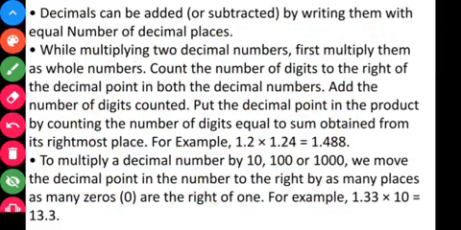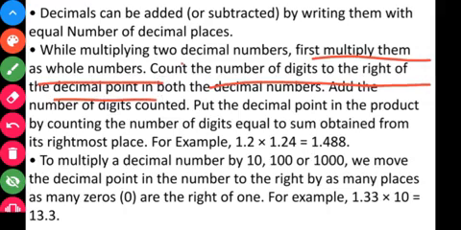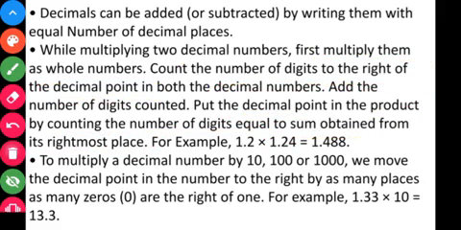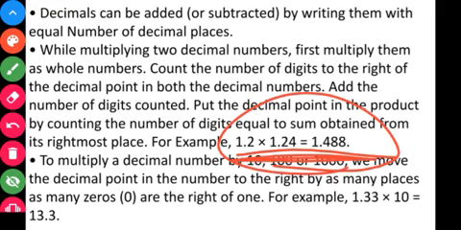So for multiplication of two decimals, first you multiply like a whole number, then count the number of digits right of the decimal point. That means count the decimal places of the given decimals, and then add the decimal places, and then put the decimal point in the product by counting its digits equal to the sum obtained, at the rightmost place. Understand? So for example, 1.2 into 1.24 is equal to 1.488. Okay, take another example.